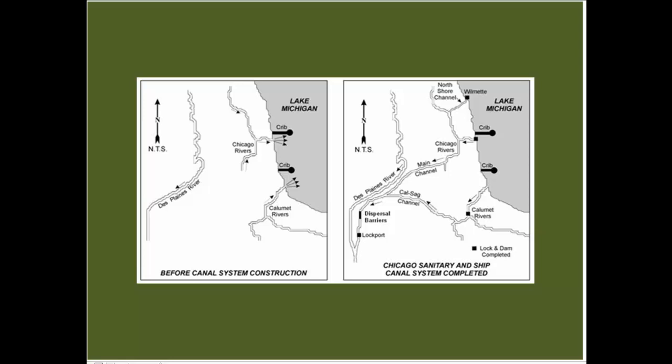There are some electronic barriers that the U.S. Army Corps of Engineers installed some time ago. But there's a couple problems with those. One, they're prone to failure at times. And number two, they only work one way. The water is flowing this way. So it didn't keep Round Goby out of the Mississippi River watershed. It didn't keep quagga or zebra mussels out.